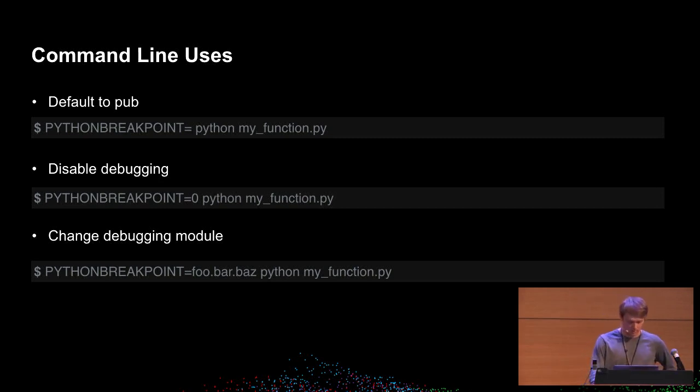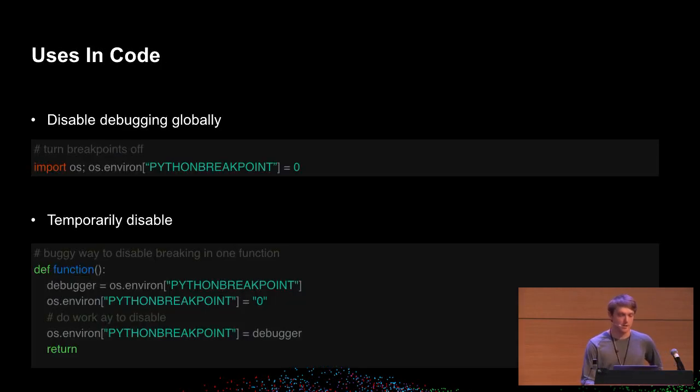And finally, if you want to customize or use a different debugging module, you can set PYTHONBREAKPOINT to a callable of your choice. If you set it to foo.bar.baz, it will import foo.bar and then call baz on that module. So how does this work in code? We see how we can run it from the command line, but maybe you want to disable debugging in your code.